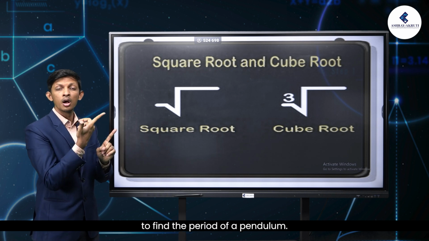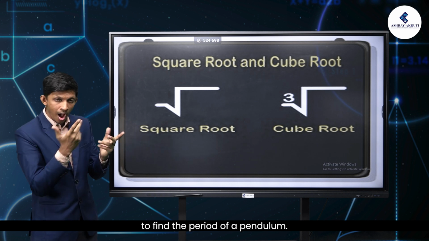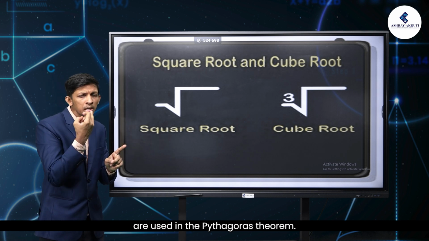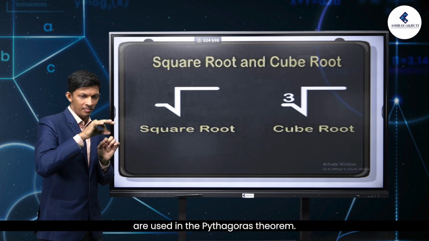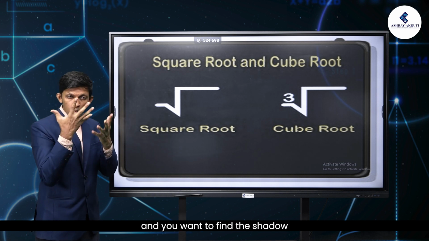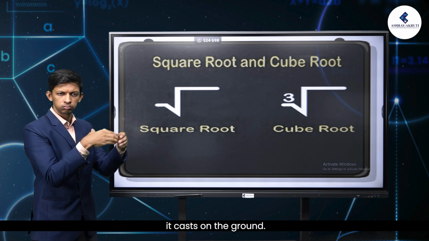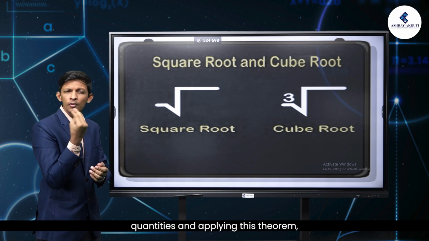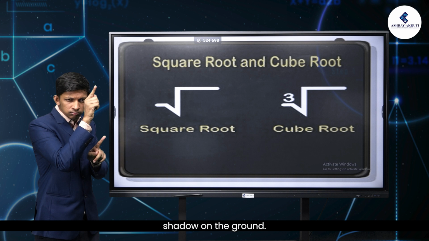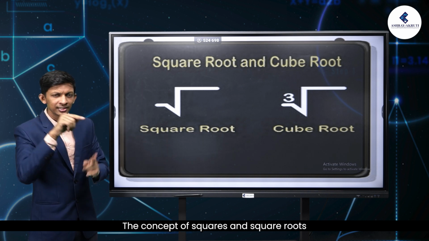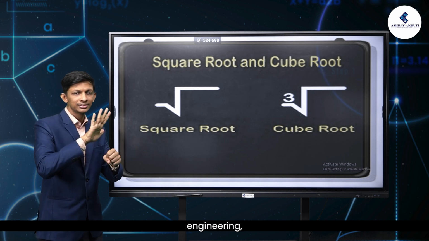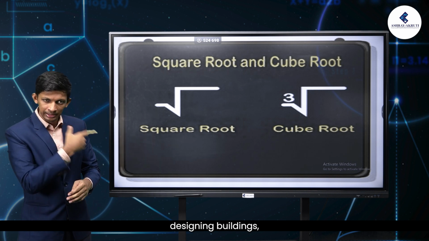Square roots are also used to find the period of a pendulum. Squares and square roots are used in the Pythagoras theorem. Say you have an erect vertical pole and you want to find the shadow it casts on the ground. By determining a few quantities and applying this theorem, you can quickly determine the length of the pole's shadow on the ground. The concept of squares and square roots is used in all walks of life, such as carpentry, engineering, designing buildings, and technology.